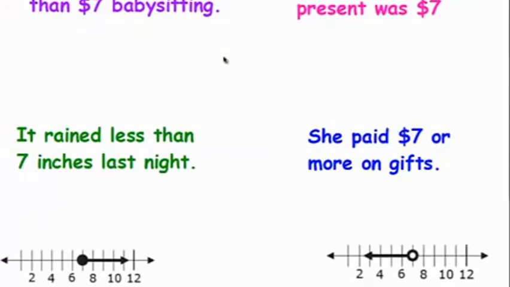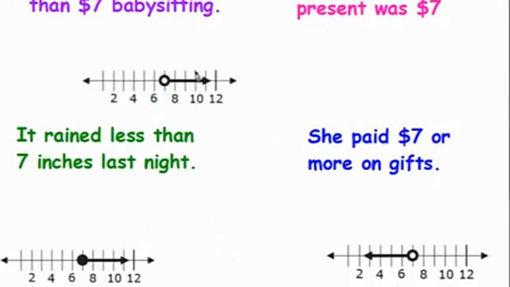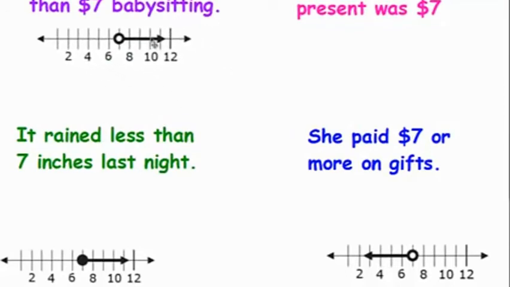Let's try that one more time. Go to the purple one. Mary earned more than $7 babysitting. Okay, she didn't earn $7, she earned more. So this is the correct graph. It starts at 7, but it's empty there, and it goes to the right, larger and larger. She could have earned 8, she could have earned 10, she could have earned 15. She earned more than $7.